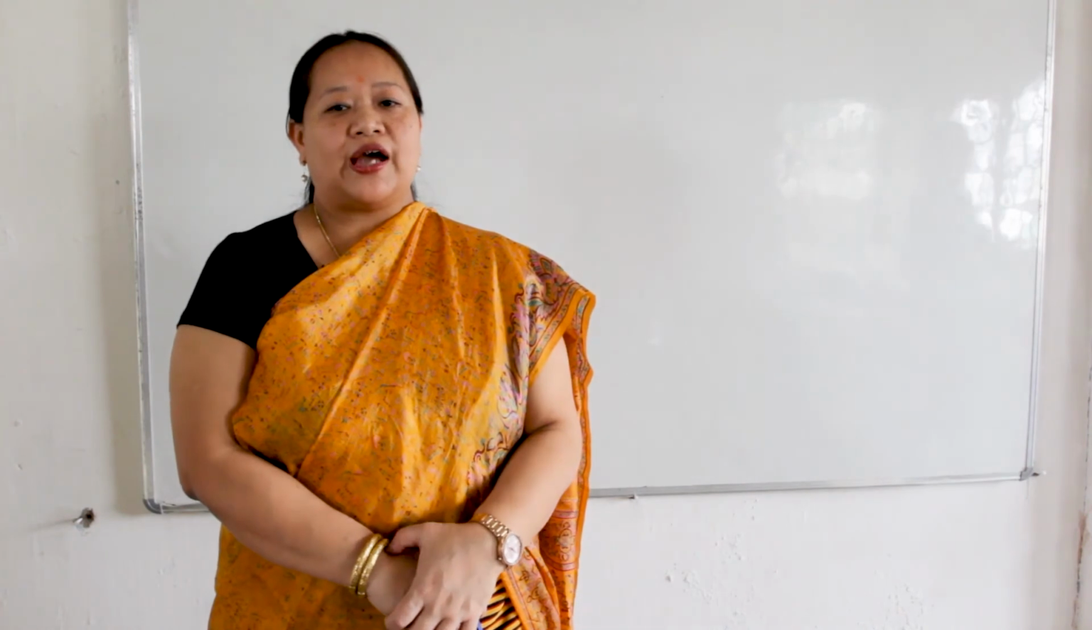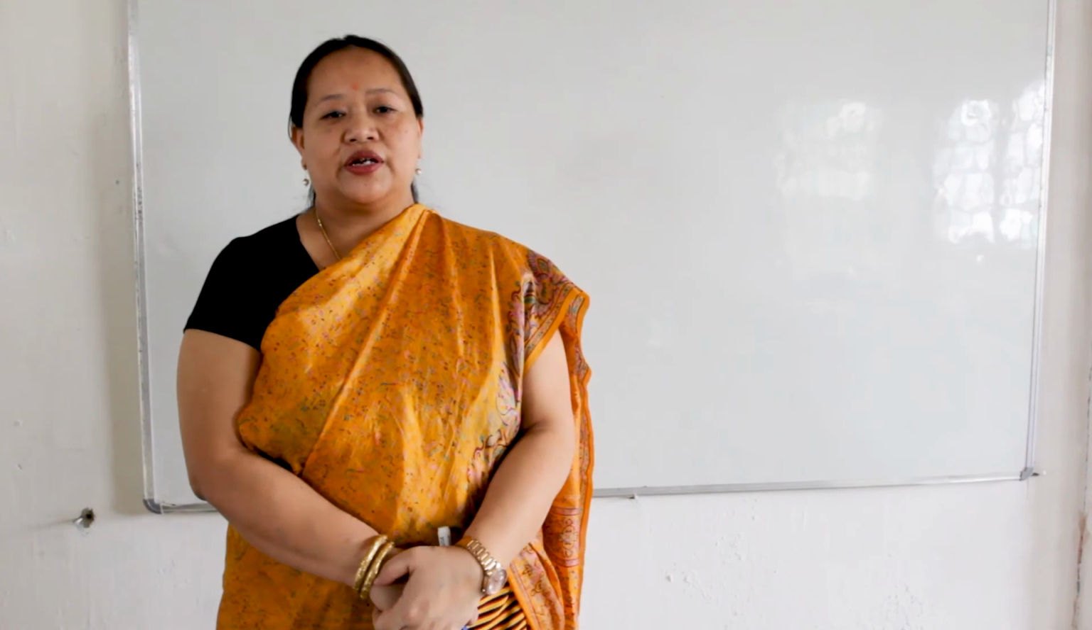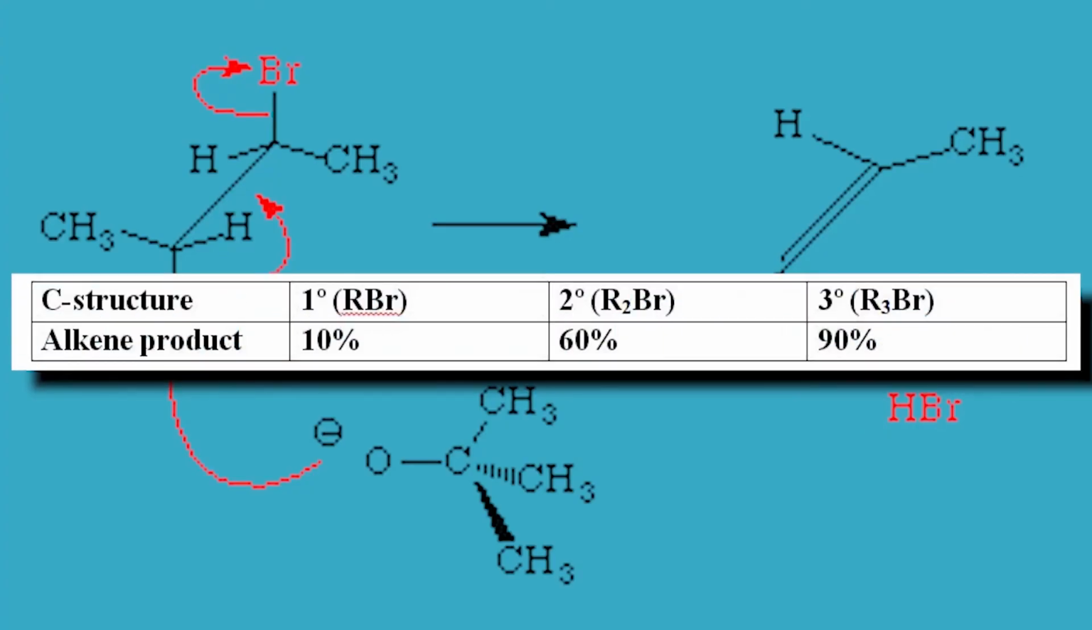This is because the transition state for elimination is stabilized by the relative increase in the number of alkyl groups on the carbon atom of the developing double bond. For example, in the dehydrohalogenation reactions of alkyl bromides using an ethoxide-ethanol mixture, the alkene products are formed as 10% if you use the primary alkyl bromide, then 60% if you use the secondary alkyl bromide, and 90% if you use the tertiary alkyl bromide.